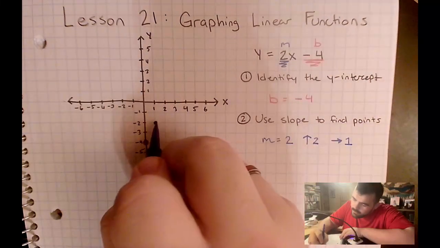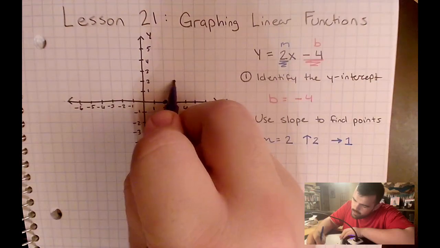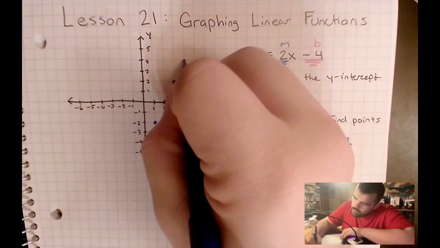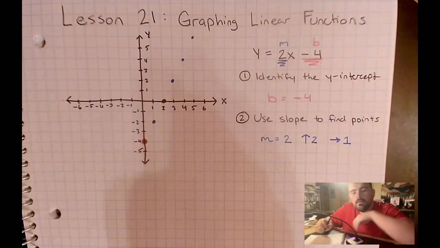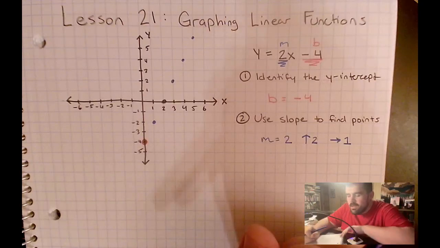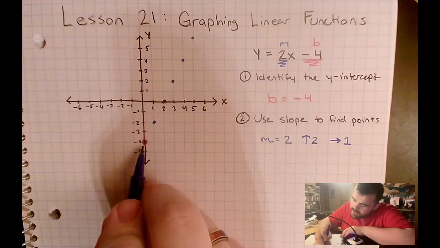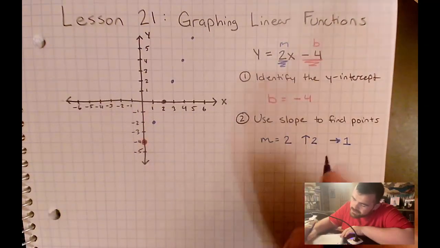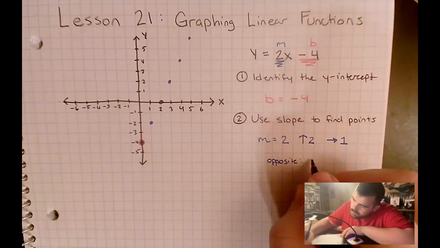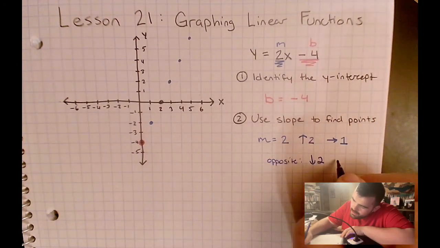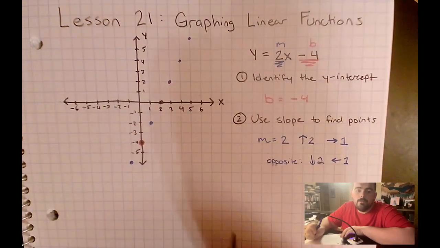Then do it again. Go up 2 and right 1. And do it again. Up 2, right 1. Up 2, right 1. At that point, I'm pretty much falling off my graph. The only other point I could describe is if we go back and down, the opposite direction: down 2 and left 1. And that'll help us pick up one more point right here.